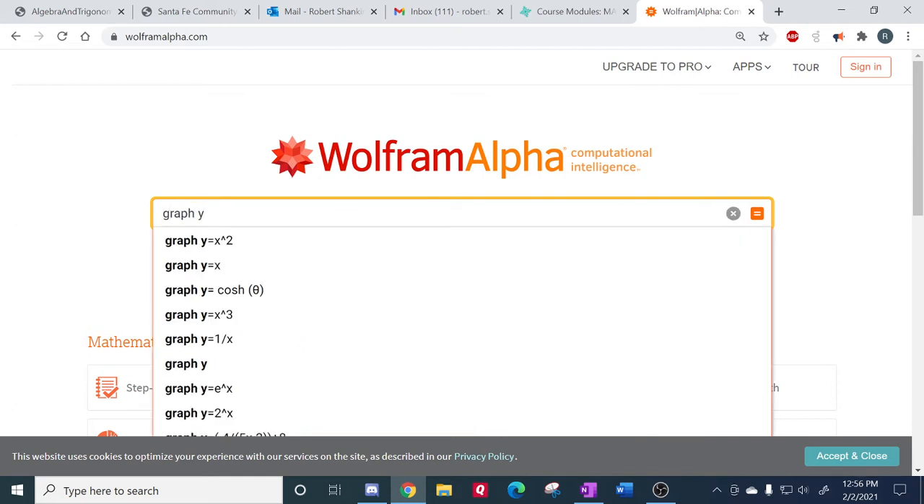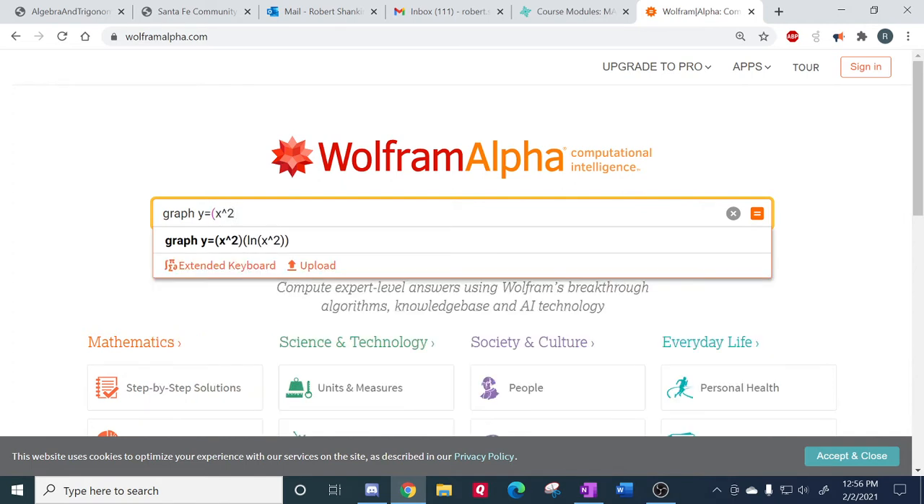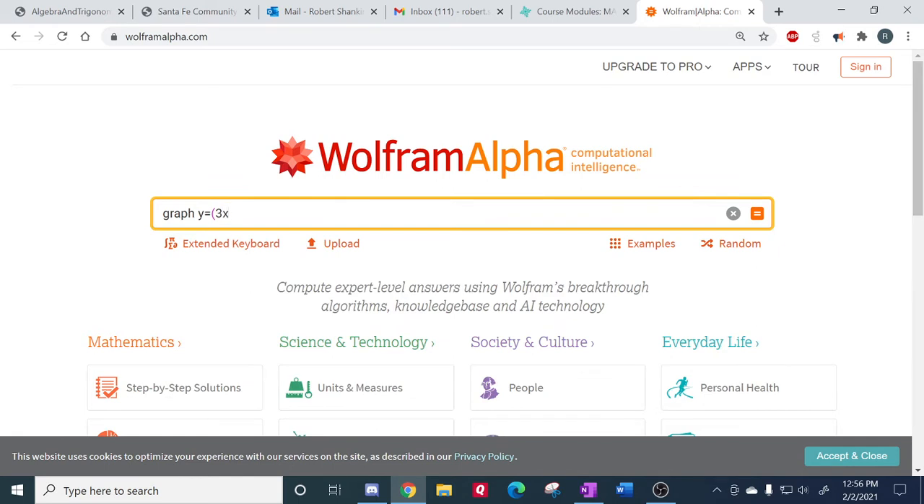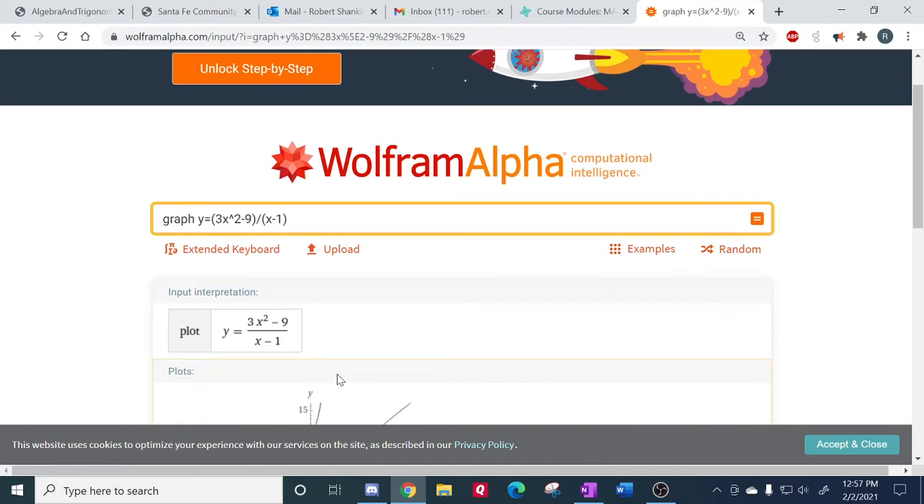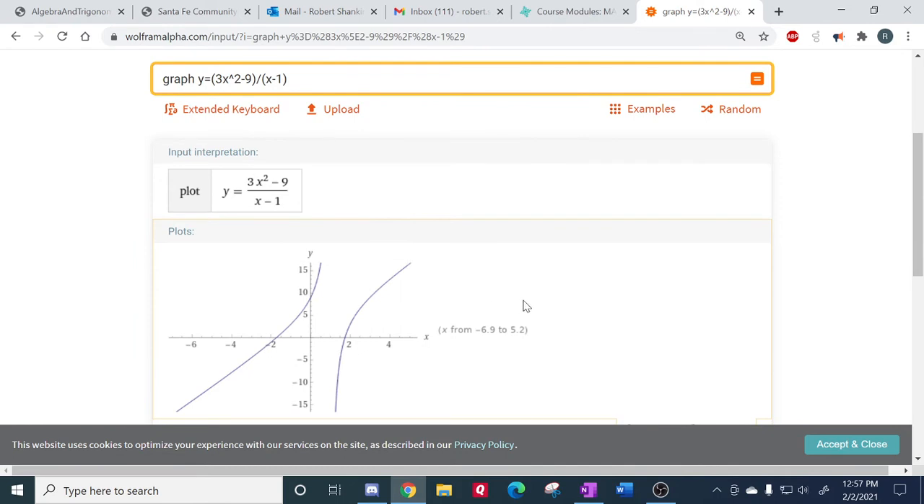Graph y equals, what is it, 3x squared minus 9 divided by x minus 1. Even this, I'm like, did I type that incorrectly or not? Well, if you just hit enter, it'll re-show it again. Yeah, that's what I wanted. And then it shows the graph.